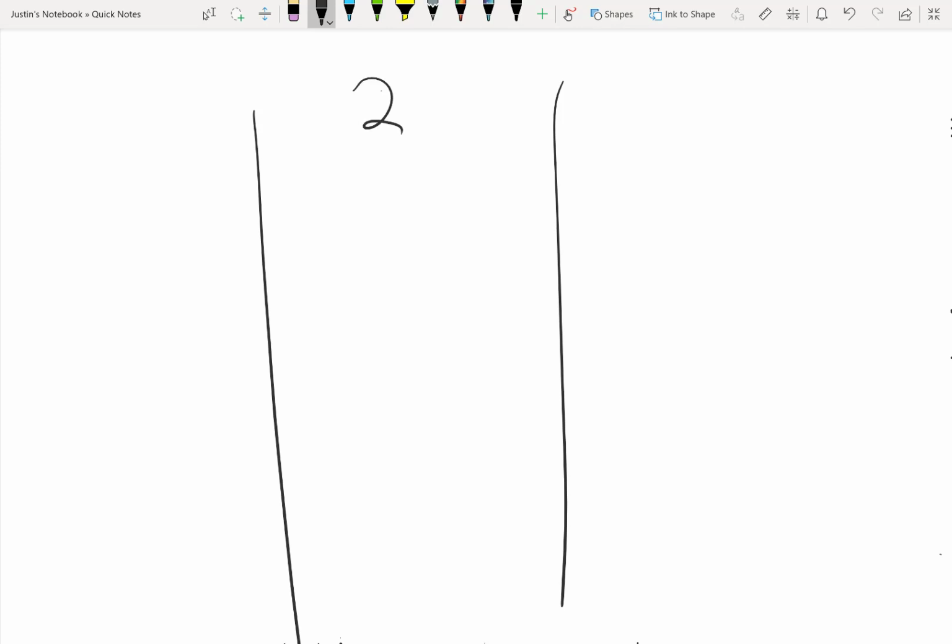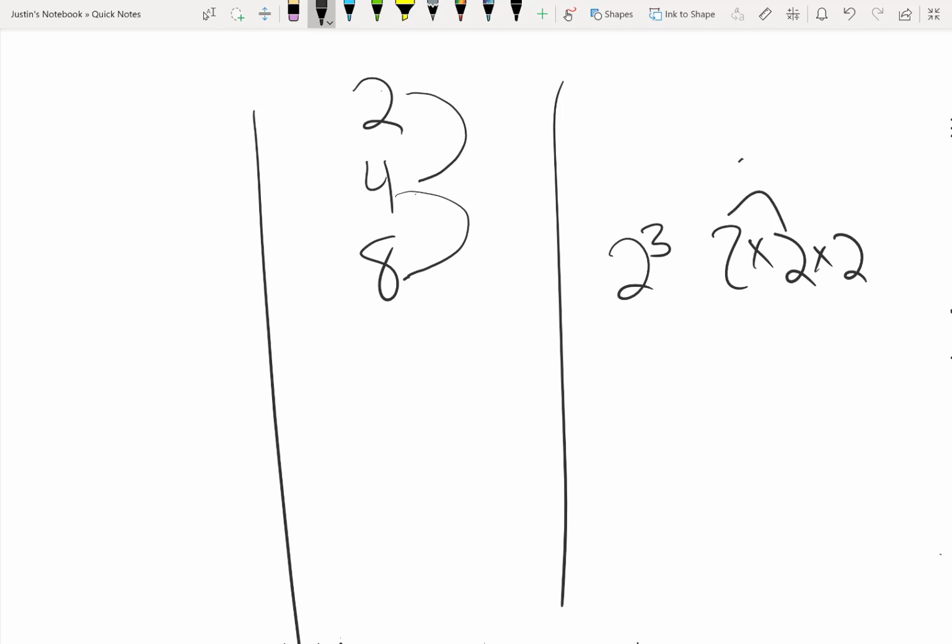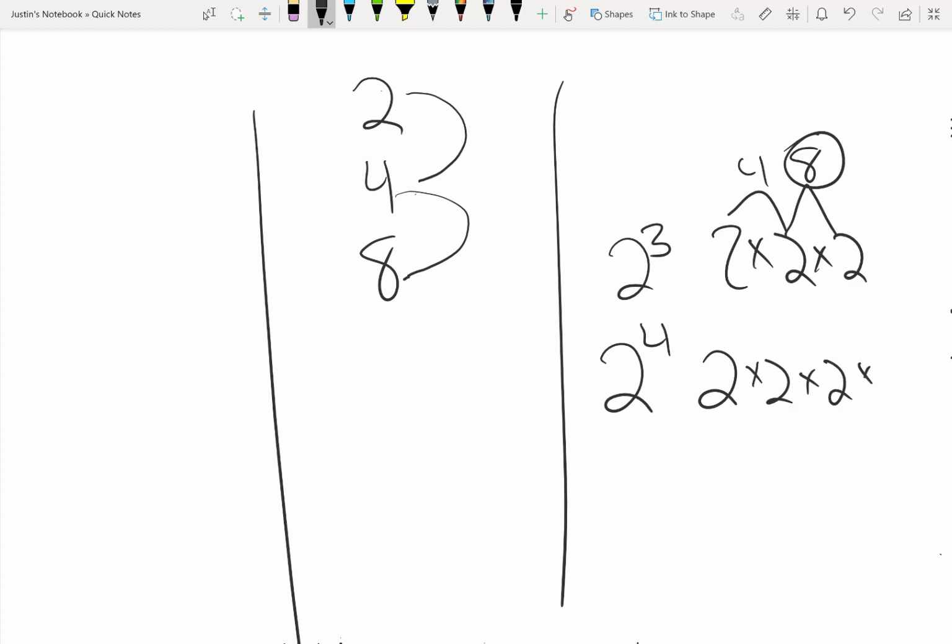So it starts with 2, 4, 8, and then it leaves it blank. So 2 doubled would be 4, which is 2 to the second power as well. 4 doubled is 8. Well, that's also 2 to the third power, which is 2 times 2 times 2. 2 times 2 is 4. 4 times 2 is 8. So that just doubled it. So now 2 to the fourth power is 2 times 2 times 2 times 2. 2 times 2 is 4.